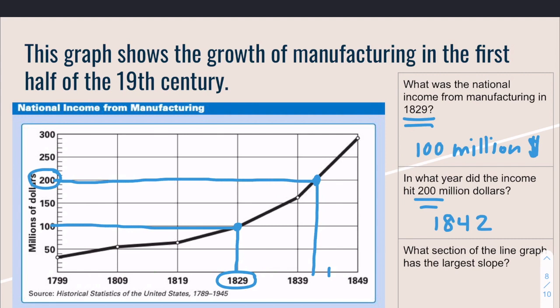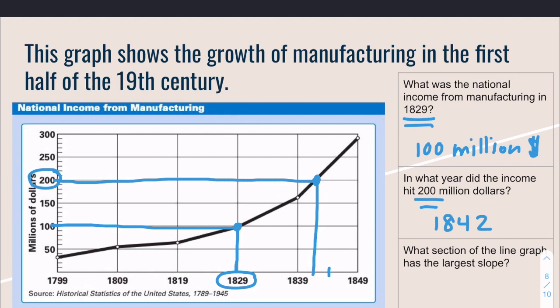And that is an estimate, which is okay. Obviously, if we had this on a computer, or if we had a smaller scale, or we had every single year printed on there, we'd be able to get a better estimate. But I think 1842 is a pretty good estimate.